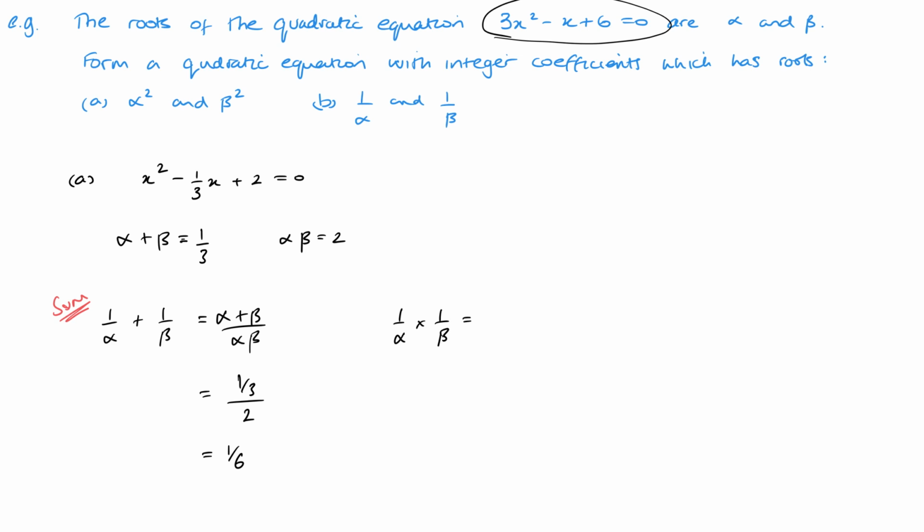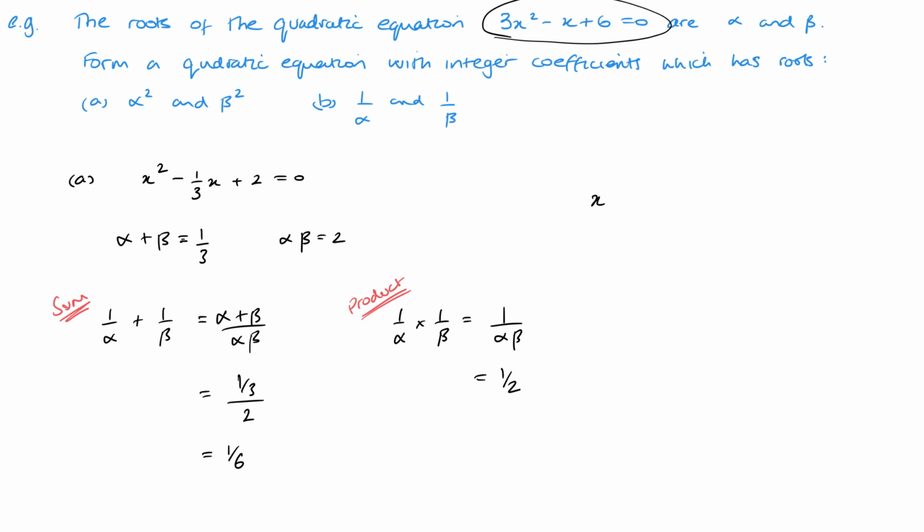Now 1 over alpha times 1 over beta, here the product, is obviously just 1 over alpha beta, I should say, on the bottom. And so that's just 1 over 2. Nice and easy, I hope, nice and straightforward.